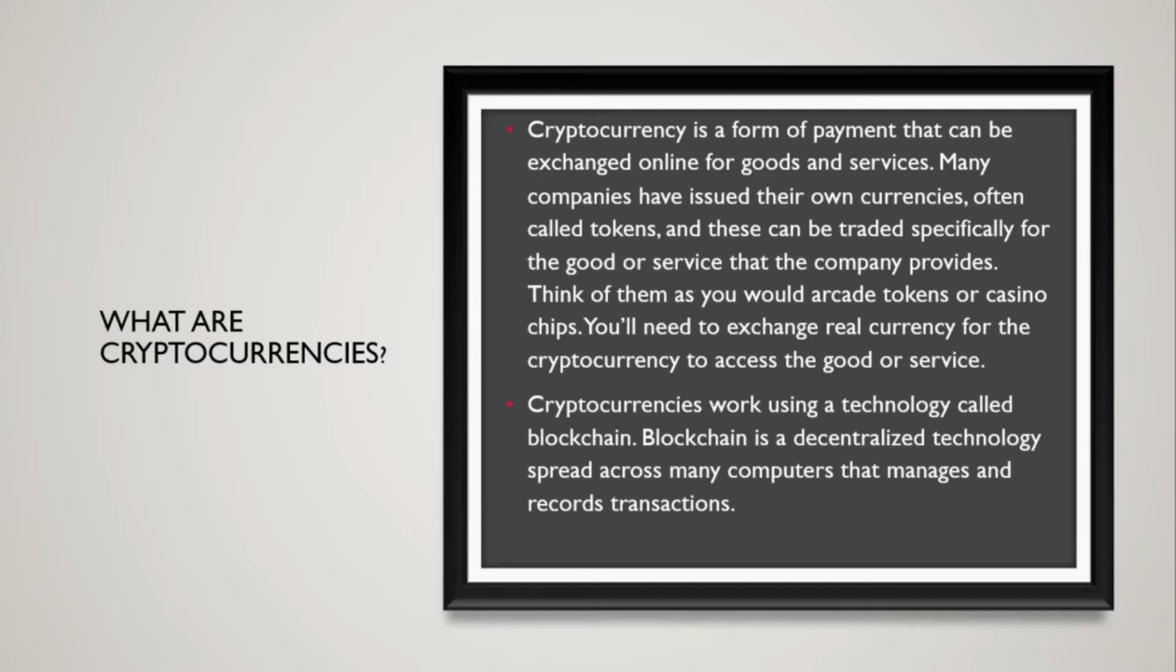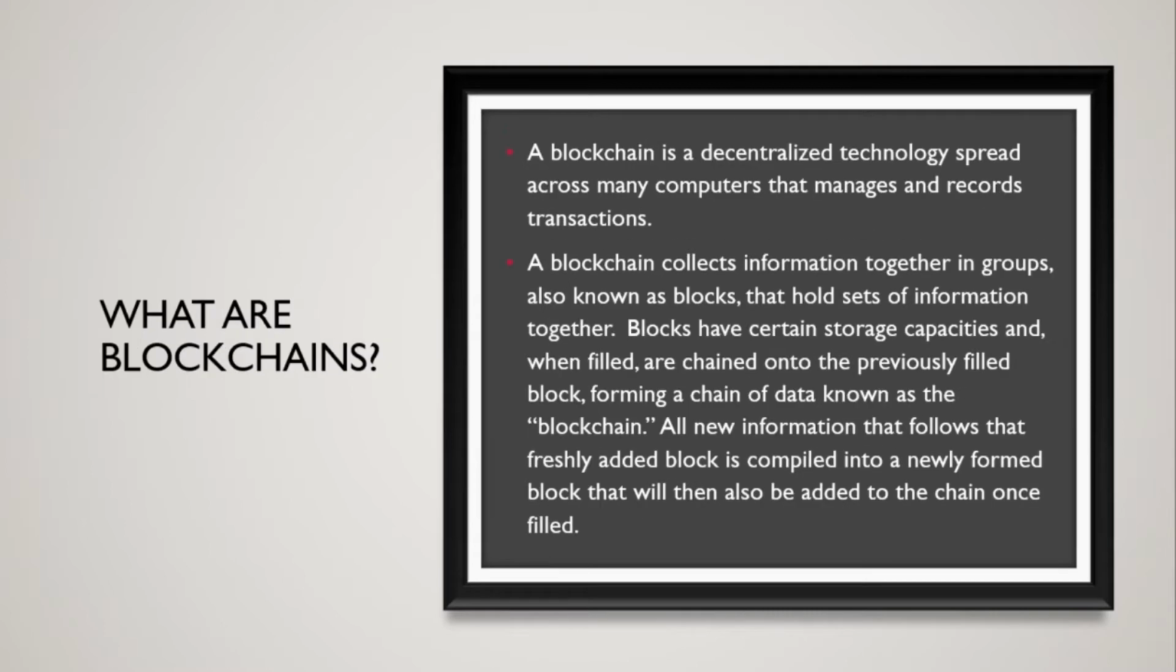Cryptocurrencies work using a technology called blockchain. Blockchain is a decentralized technology spread across many computers that manages and records transactions. What are blockchains? A blockchain is a decentralized technology spread across many computers that manages and records transactions.